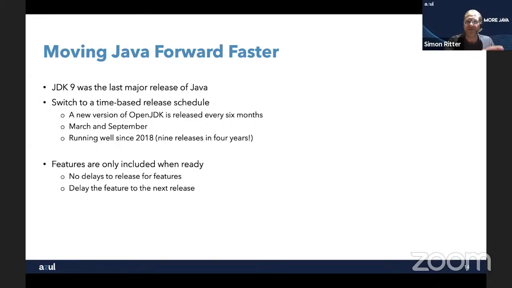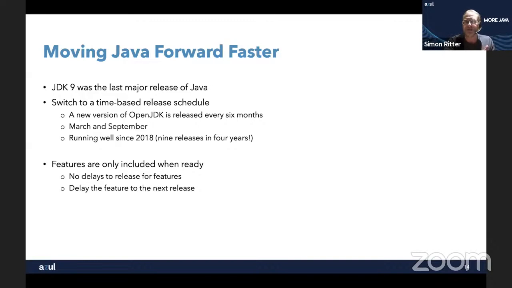It was sort of 2 and a bit years, 3 years. Even in the case of JDK 7, it was over 4 years between JDK 6 and JDK 7. So rather than having multiple years between releases, they decided to move to a time-based release schedule. They said, we're going to have 2 versions of Java every year. Every 6 months, March and September, regular as clockwork, we will have a new release of Java.